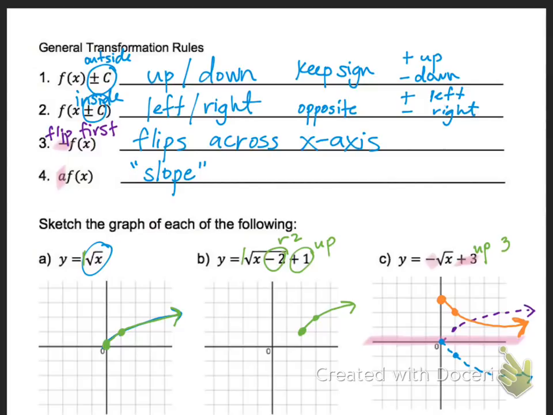You do not need these dashes. Like, I was just kind of trying to take you through each step of what I'm doing in my head. You can go straight to the picture, and that's perfectly fine. In fact, I encourage you to just go straight to the final picture. But in my head, that's what I'm doing. I'm starting with the original, which is at 0, 0. I'm flipping it, and then I'm moving it up.